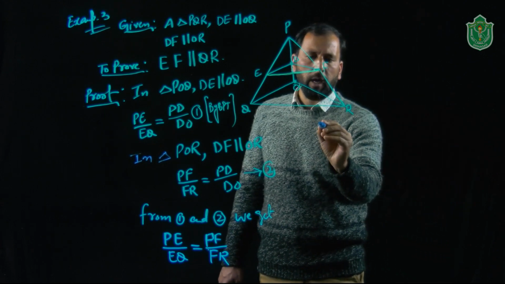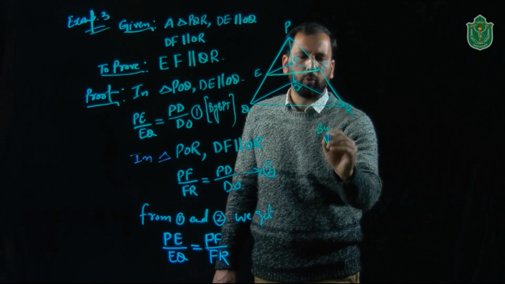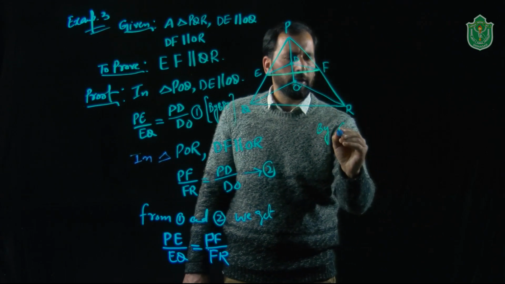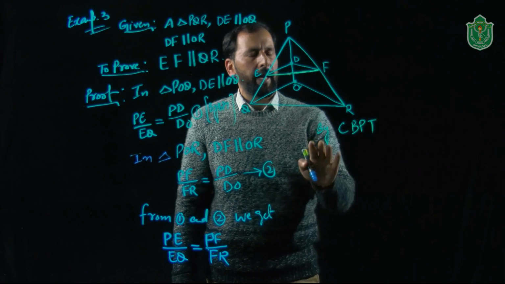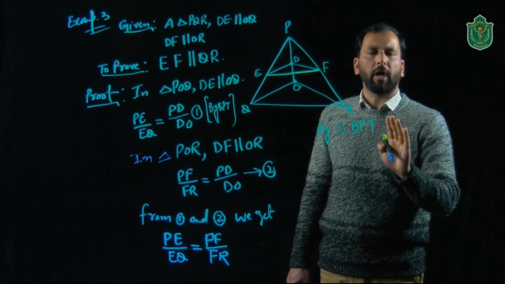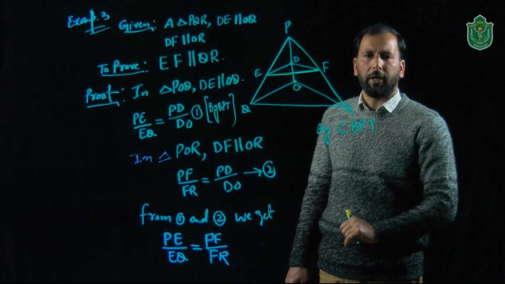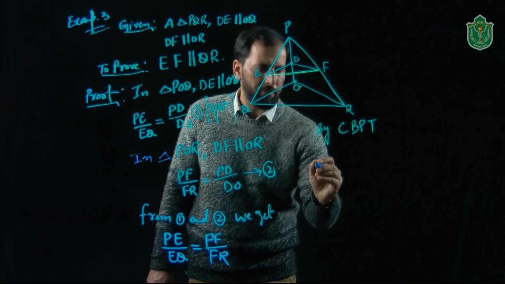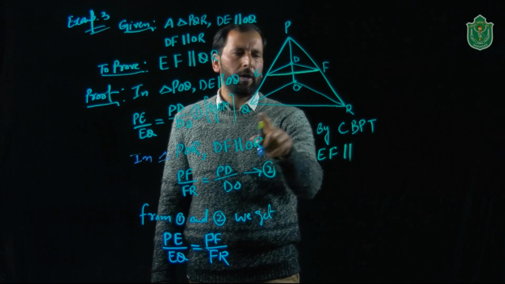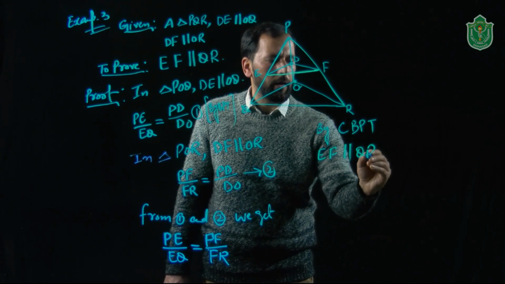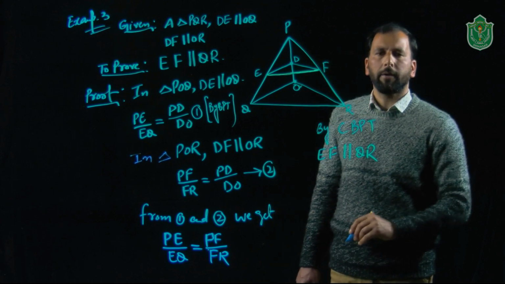So by the converse of basic proportionality theorem, in short CBPT, this line EF is parallel to the third side QR of triangle PQR.